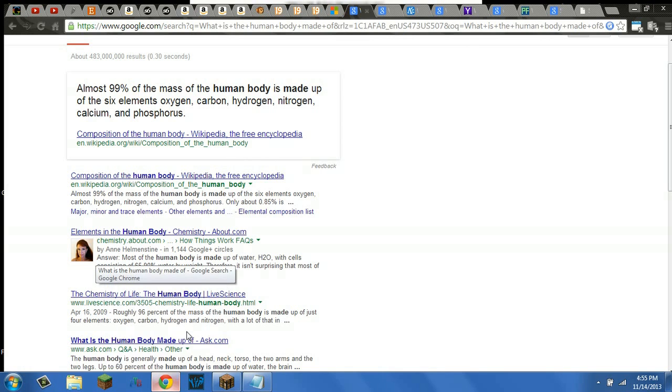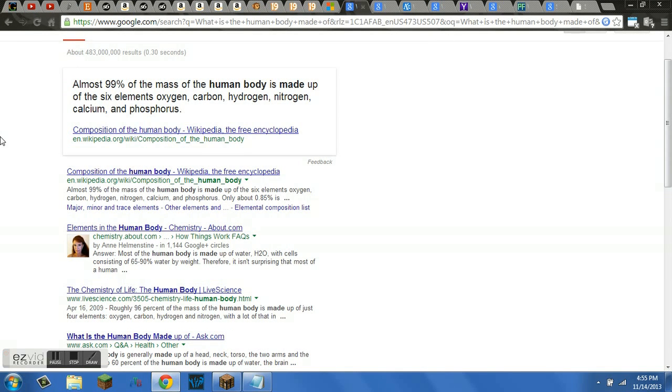So we'll go to here, and I looked it up, and it says that 99% of the human body is made up of 6 elements: oxygen, carbon, hydrogen, nitrogen, calcium, and phosphorus. Now, saying that, you have the most oxygen in your body.